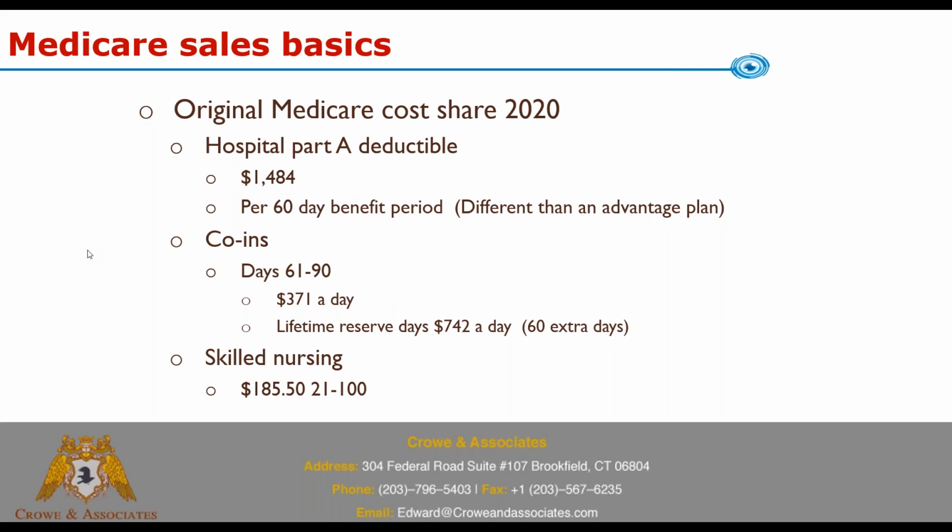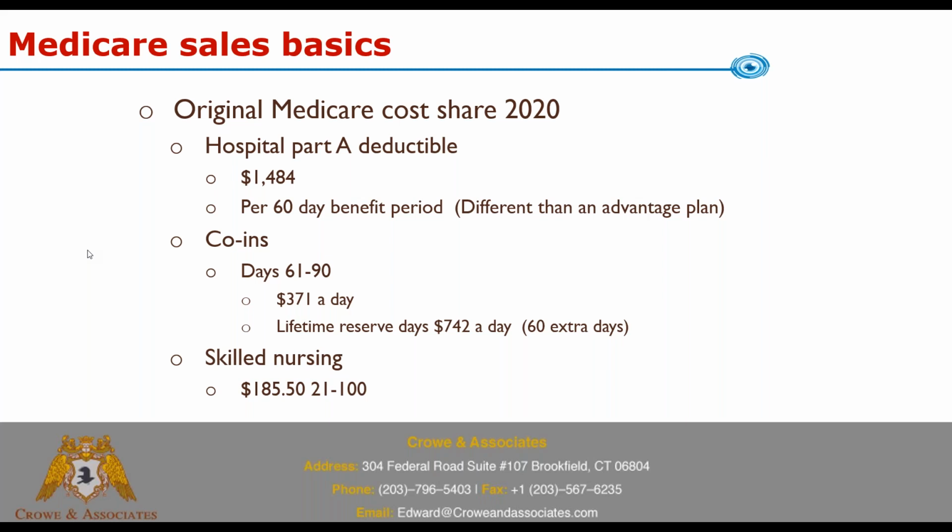People don't stay in the hospital as long as they used to, but on original Medicare Part A, there is coinsurance. As you can see, if you're in days 61 to 90, it's an extra $371 a day. If you're in more than that, which I haven't had one of those in a long time, then you hit your lifetime reserve days. You get 60 of them, and you'd pay $742 a day on your lifetime reserve days.